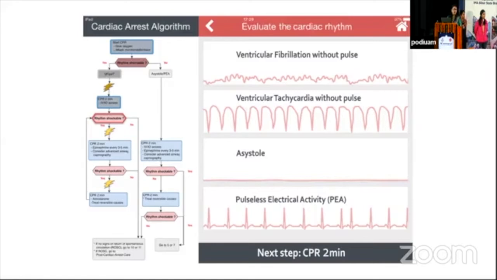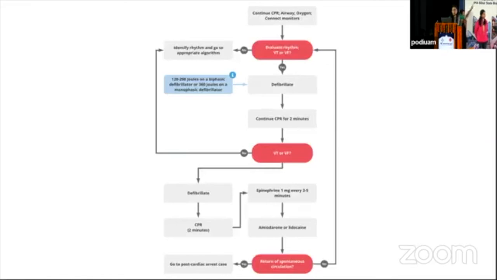So we should give shock as soon as possible. The other two interventions, as you can see in this flow chart, are that we should put an IV line and give injection adrenaline. Adrenaline, 1 milligram, 1 in 10,000, and repeat it every 3 to 5 minutes. Why do we give adrenaline? To maintain the perfusion by maintaining a vasoconstriction.